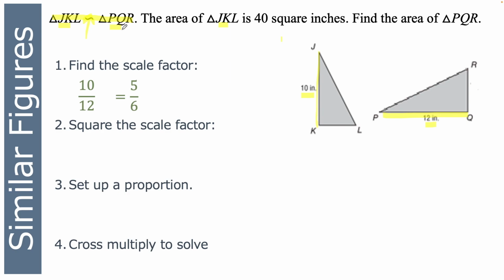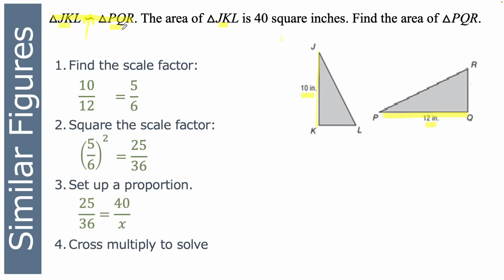Now step two says square the scale factor. So I take 5 over 6 and square it. I multiply it by itself. This gets us from a one-dimensional to a two-dimensional measurement. So 5 over 6 squared is 25 over 36. That's my area's scale factor. And now I can set up a proportion to solve.